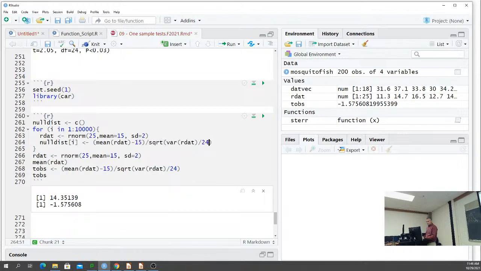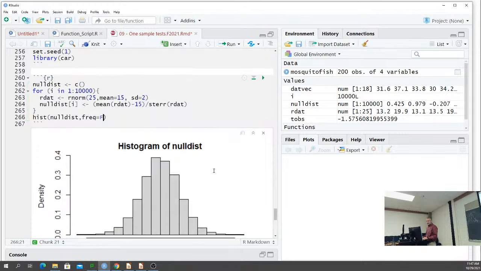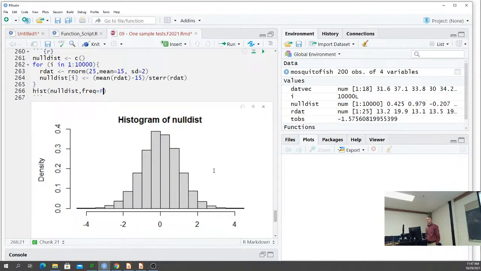There it is. We're just going to do sterr of r dat. And now I'll show you hist null dist frequency equals plus 10,000 values, 10,000 different randomized samples of size 25. We think it comes from a mean of 15. This is our null distribution of that t, centered at 0, which is what it should be.